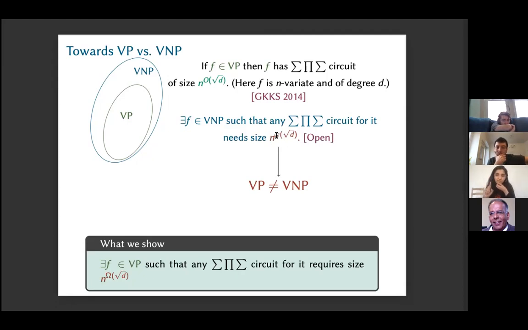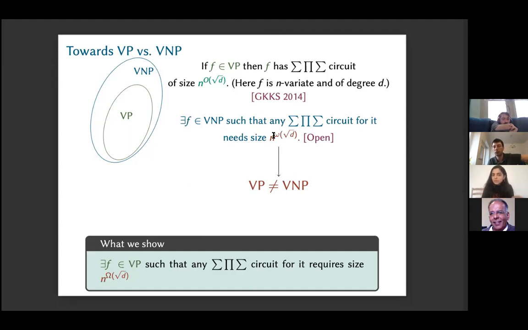But I feel there is hope, because our lower bound could be thought of as a proof of concept. And now maybe one comes up with a polynomial, say f prime, which is in VNP. So we kind of made it a little more complicated. And then maybe using parts of our proof techniques, we are able to even lift the lower bound from big omega square root d to little omega square root d. It is imaginable. So this is where we are.